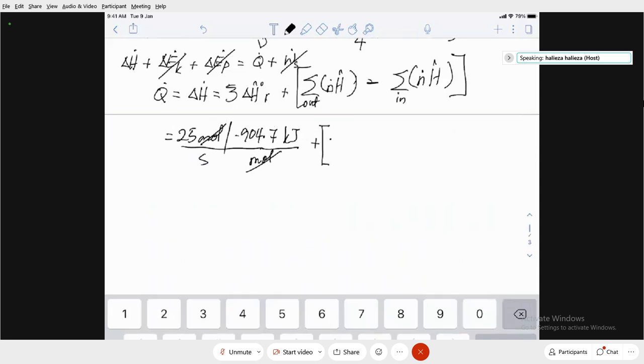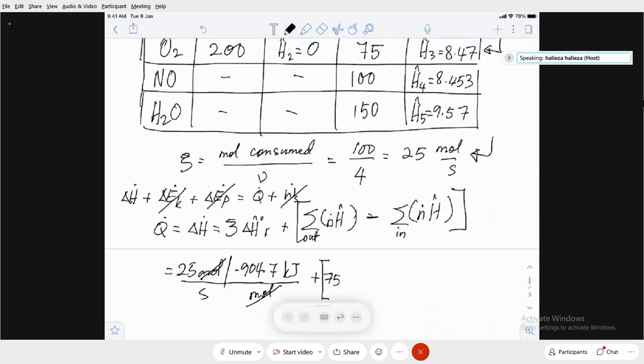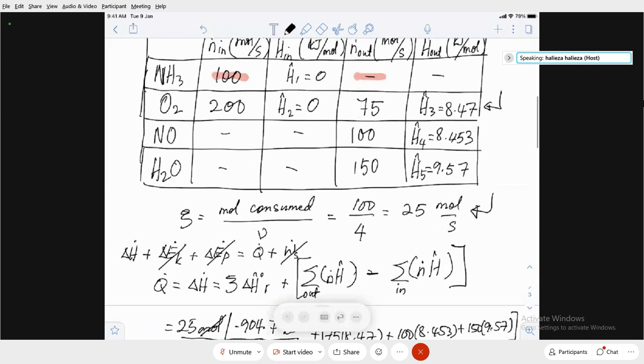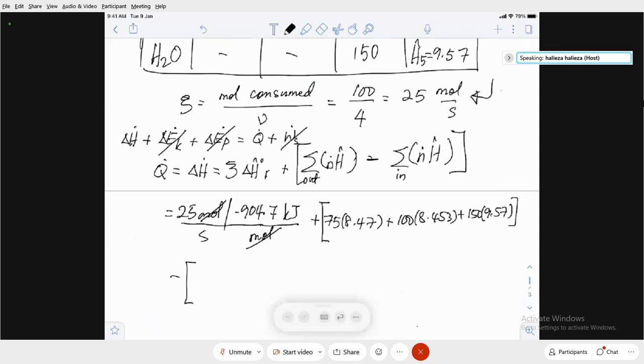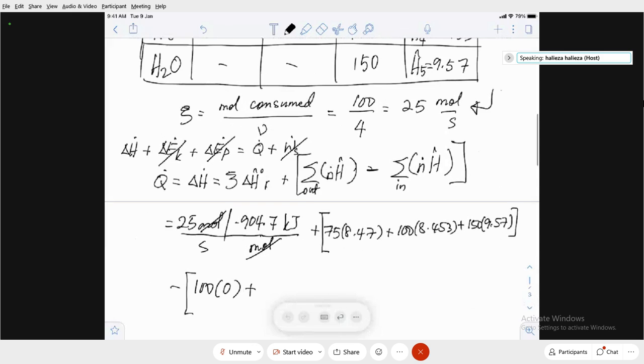Okay, there you go. 75 times 8.47. I'm trying to fit everything in. That's 100 times 8.453 plus 150 times 9.57. Okay, done. That's for the product, minus your reactor. That's for the outlet. Now inlet is going to be times 0 because your reference state is at 25. So that's 100 times 0 plus 200 times 0.